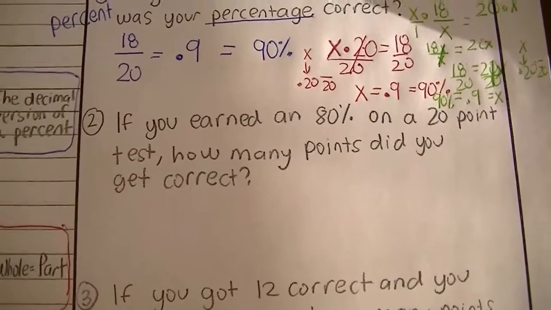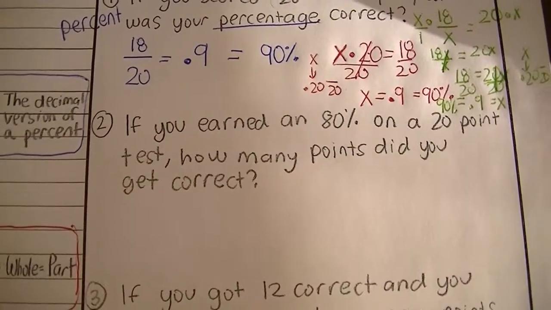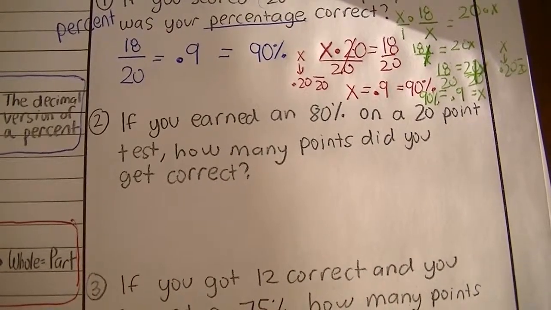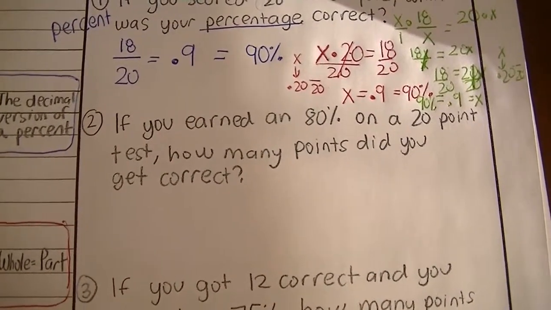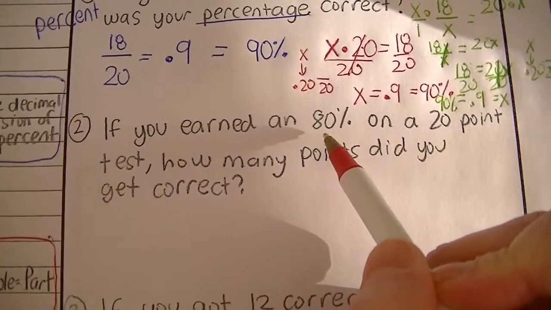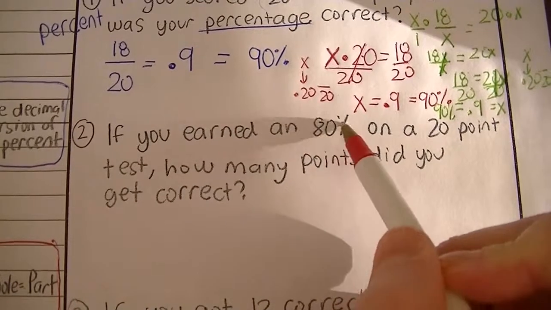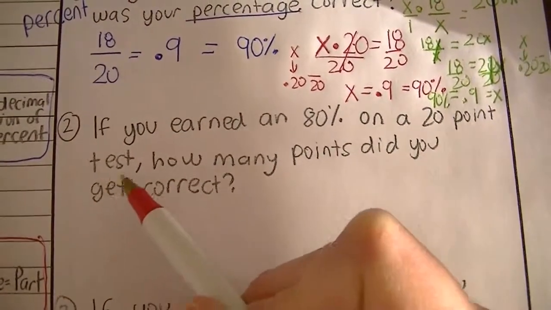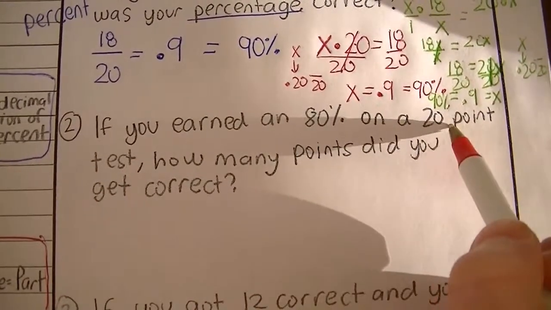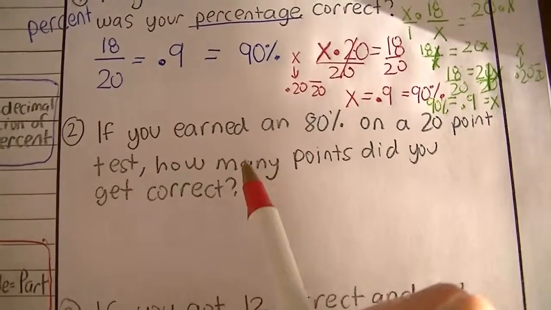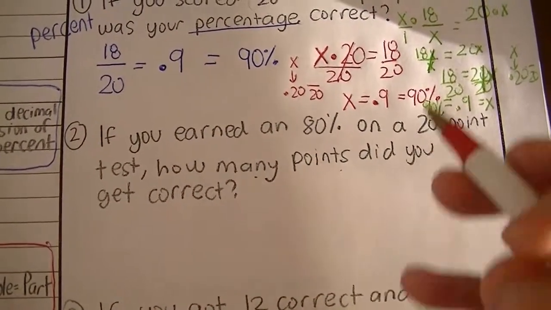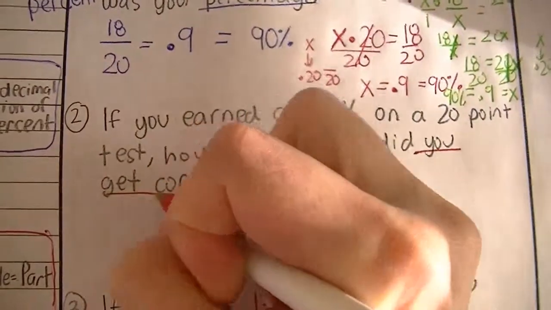If you earned an 80% on a 20-point test, how many points did you get correct? So you got to think to yourself, are you solving for a percent, a part, or a whole? Well, right here they're giving me the percentage, so I'm not solving for a percent. Okay, it's already given. Now this 20-point test, you got an 80% on a 20-point test. It's a 20-point test, so therefore it's worth 20 points. And it's asking how many points did you get correct. So that should tell you, this part here, how many points did you get correct?